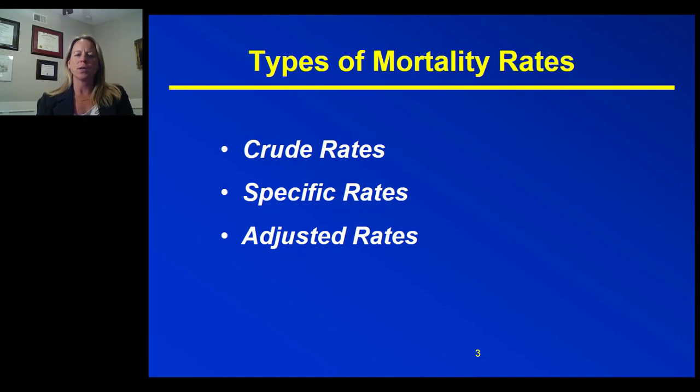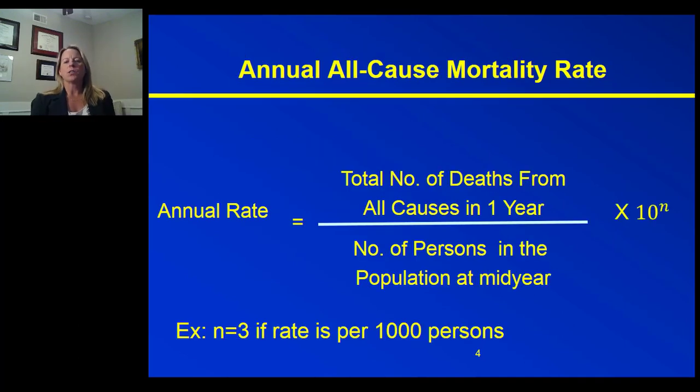But essentially, the difference between crude and the other 2 is the other 2 are adjusted for some factor or some distribution of factors in the population studied. First, I want to talk about annual all-cause mortality rate. This is the number of persons dying from any cause in a 1-year time period over the number of persons in the population generally chosen at the mid-year. And the reason for that is that represents just the average number of persons in a population in that 1-year time period. This is a rate.